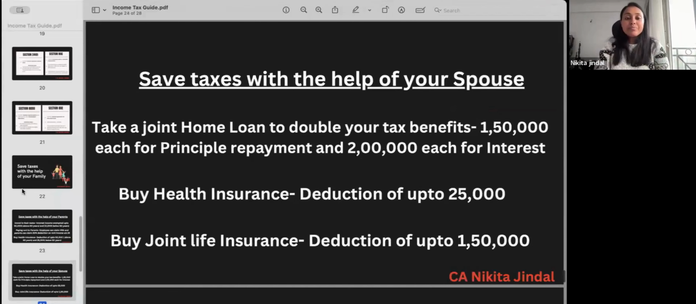Then how your spouse can help you in tax savings. Number one is you can take a joint home loan to double your tax benefit. So you can claim 3,50,000, and your wife can claim 3,50,000 as a deduction. So overall 7 lakh you can claim. Buy a good health insurance. You can claim 25,000 or 50,000 depending. Buy a joint life insurance, deduction up to 1,50,000.